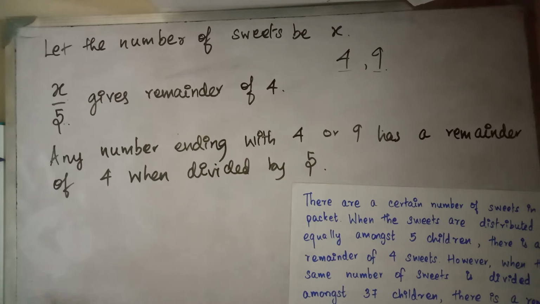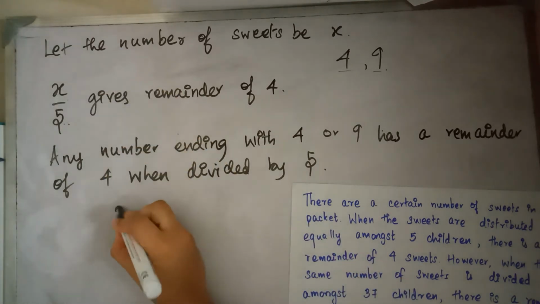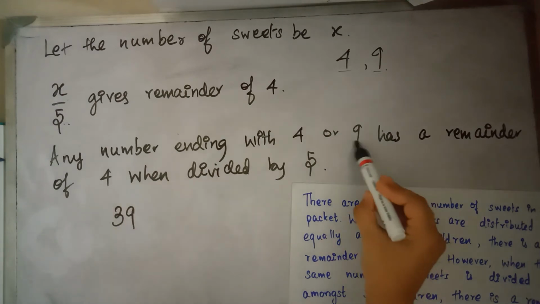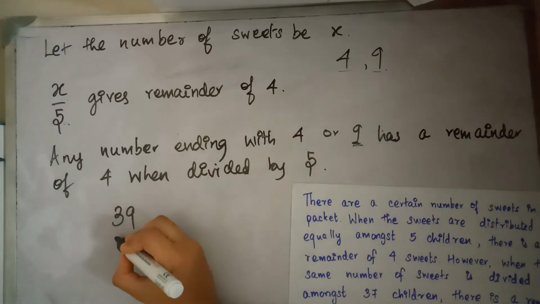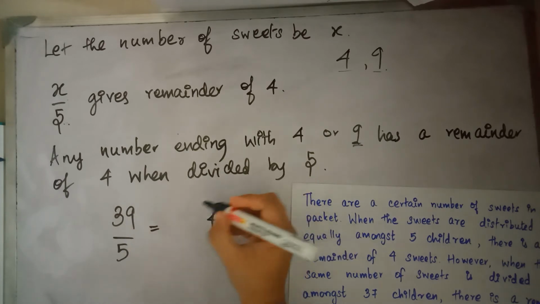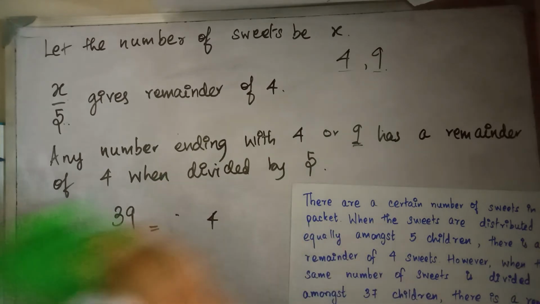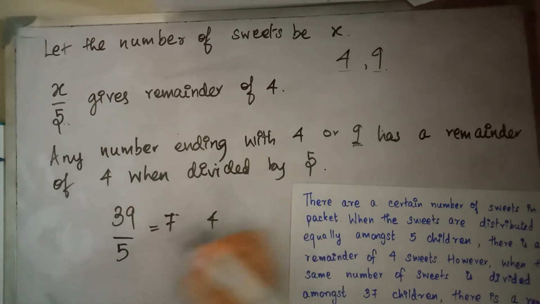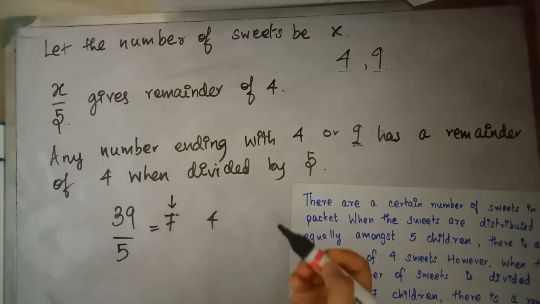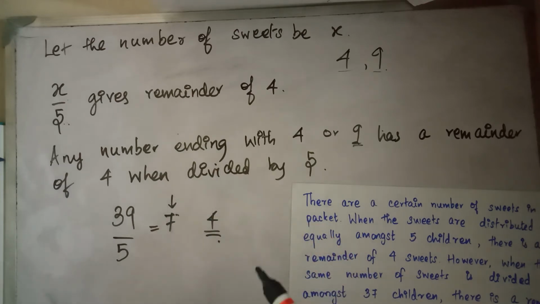You can try out examples of numbers to verify if this is true. For example, let's take 39. It ends with 9, right? Now if you divide it by 5, it gives us a remainder of 4. Why? Because until 35, it will be divisible by 5. It will give us a quotient of 7 and the rest of it will be taken as remainder 4.